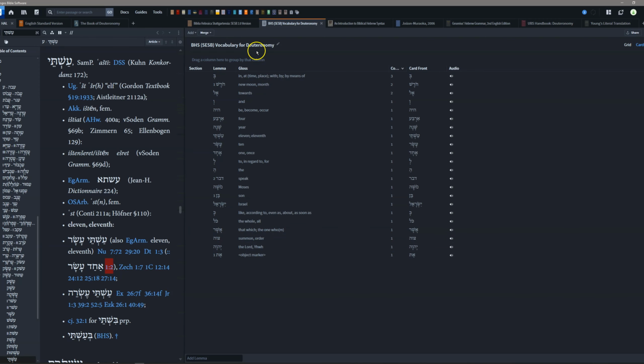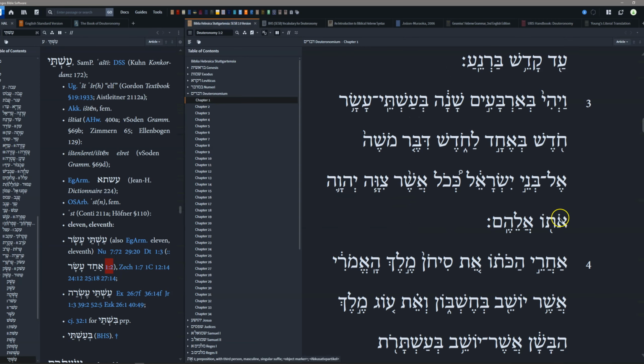So having gone through the vocabulary here, let's go over to the verse, and we'll just read through it here. So we have Vayhi be'arba'im shana be'ashte asar chodesh be'echad lachodesh diber Moshe el bnei Yisrael kekol asher tziva Adonai oto aleichem.